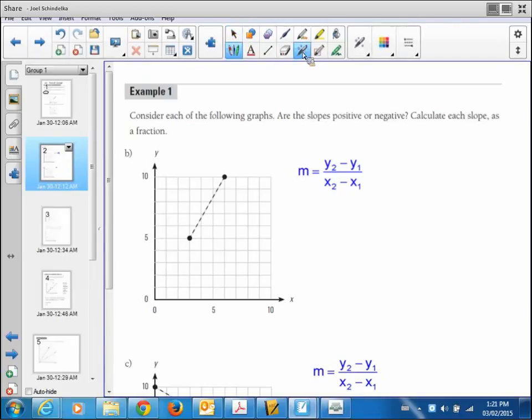So this one here, from dot to dot, is that positive or negative right off the bat? From left to right is going up. Positive, right? Okay. Now, that's the first thing we decide. So it's positive slope. I'm going to just put m is plus. M is what we use for slope.